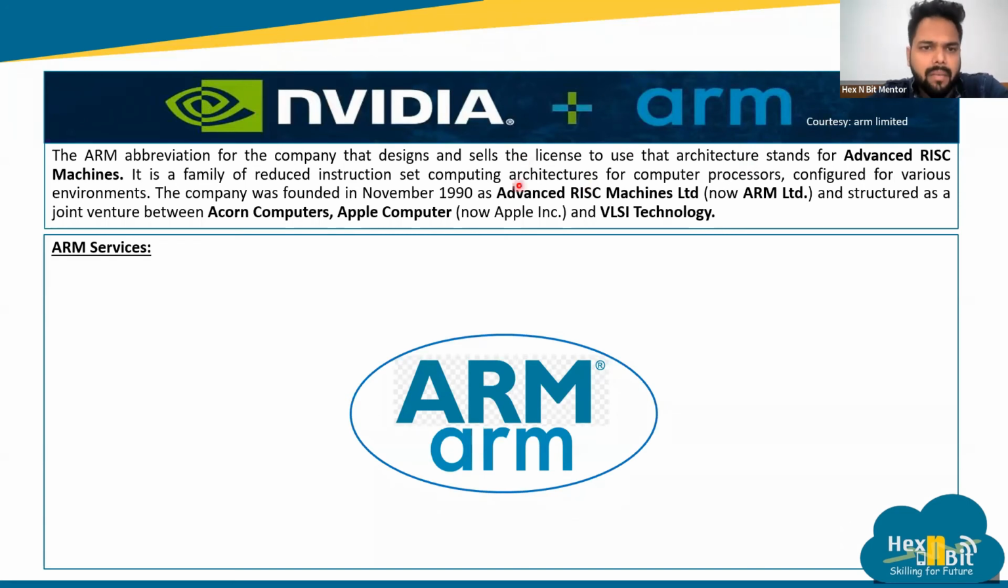So what is ARM and how was it established? The full form of ARM is Advanced RISC Machine. In short, we call it ARM. There were multiple companies involved in creating this architecture, which is known as ARM.